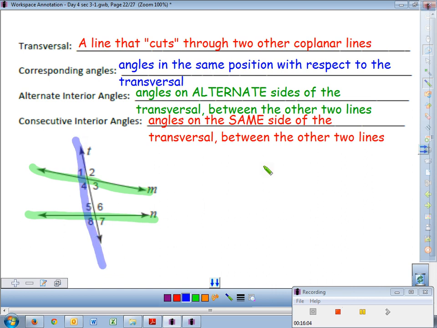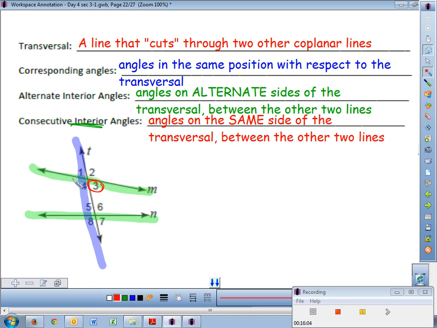So again, if we pick an angle, they have to be interior, right? So we only got between 3, 4, 5, and 6, those angles right there. If I pick angle 3, since they have to be between the two lines right here, and on the same side, you only got one choice. It's got to be angle 6, right? So angle 3 and angle 6 are consecutive interior angles. You might accidentally hear me call them same side interior angles because that's what our book last year called them, but they are consecutive interior angles. They're on the same side of the transversal in between. So 4 and 5 are also consecutive interior angles.